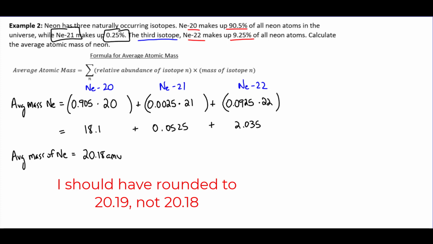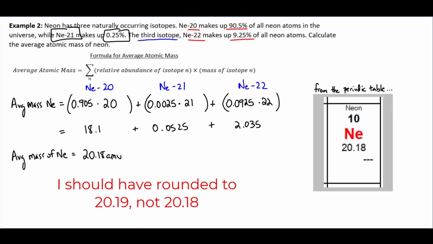Now if you check out the periodic table here, that's pretty much what neon's average atomic mass works out to be. This one doesn't line up perfectly with neon because it probably has more than 3 isotopes, and I just kept the problem kind of shorter. If you've got this written down, let's move on to the third problem.